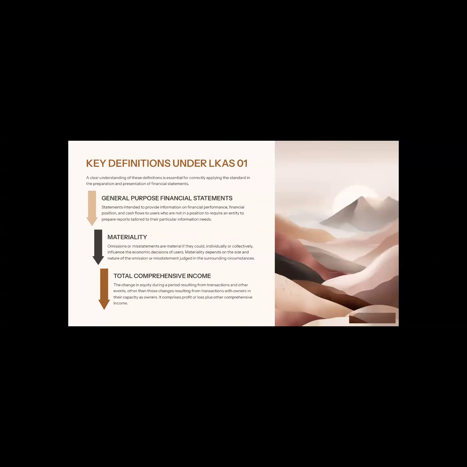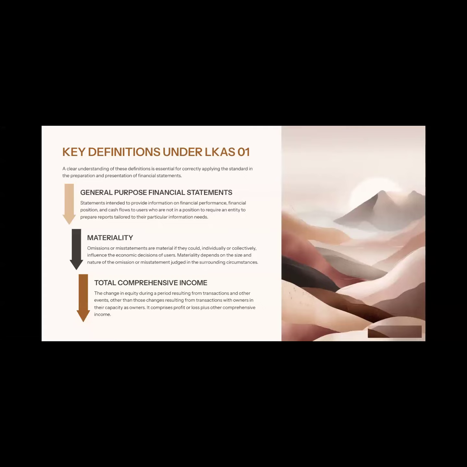Because of the revaluation you have earned this much revaluation gain. So what you have to do is put it under the total other comprehensive income. Under that you have to show building revaluation gain of 150,000. Okay, so these are the definitions you have to remember regarding this under the LKS 1.